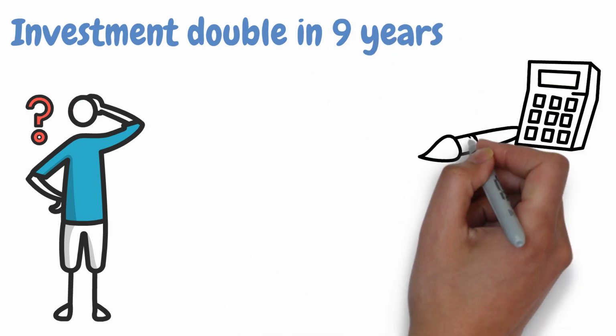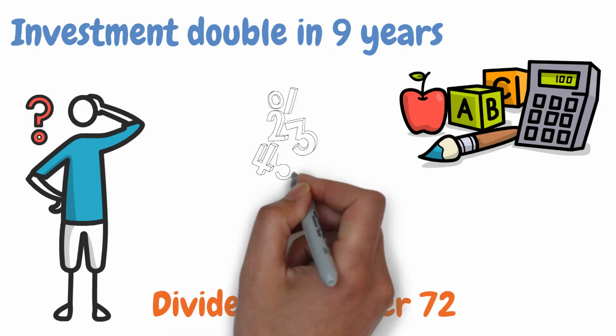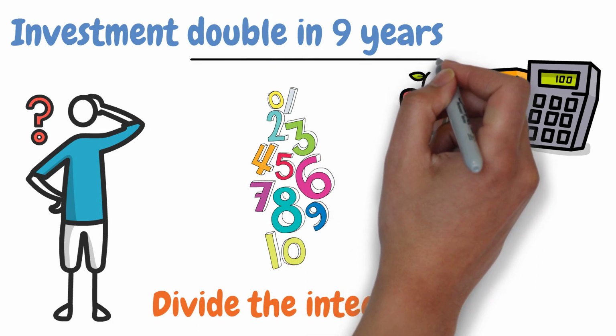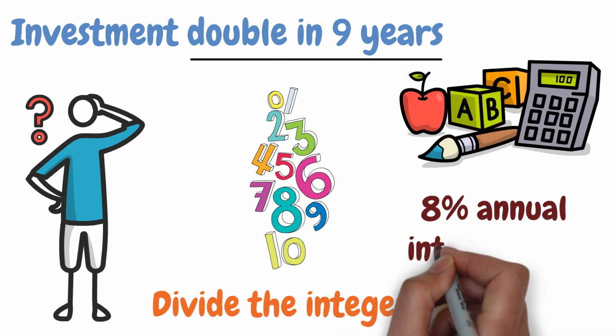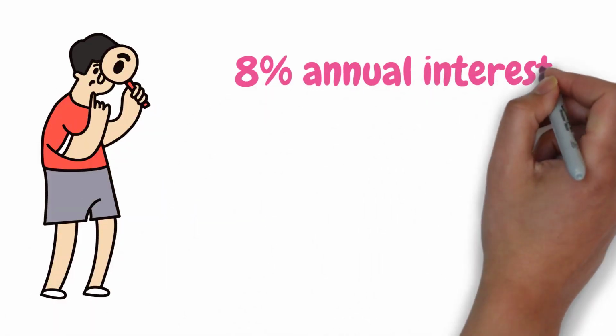To calculate the expected rate of interest, divide the integer 72 by the number of years required to double your investment, which in our case is 9 years. So 72 divided by 9 is an 8% annual interest rate. Therefore, you will need to find an investment opportunity that provides an 8% annual interest rate so that you can double your money in 9 years.